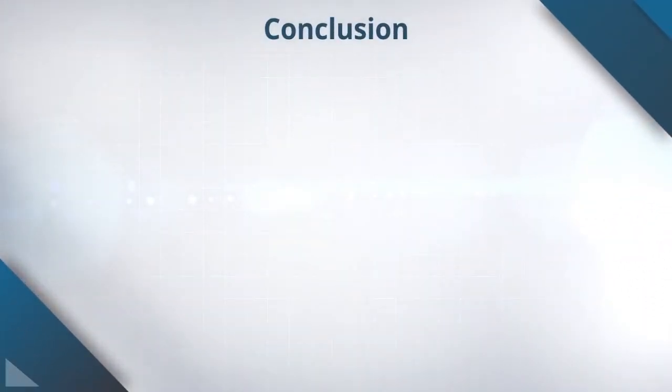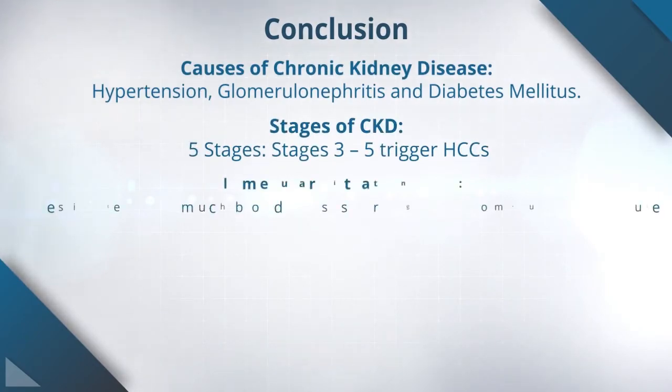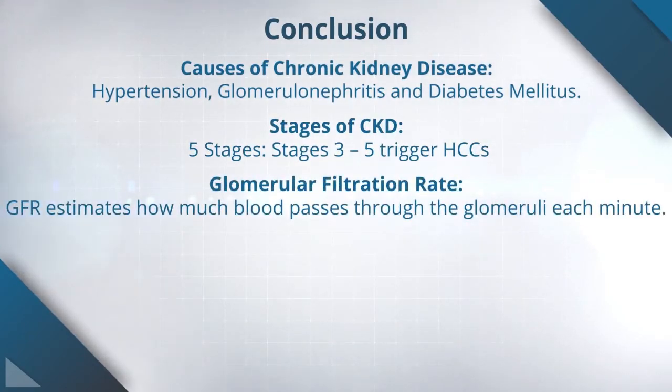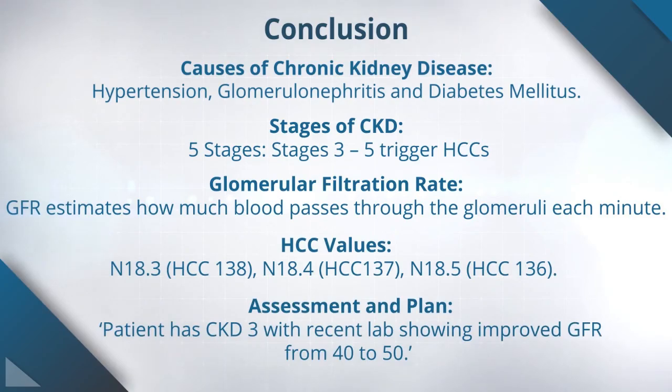We have reached the end of our refresher course on chronic kidney disease. We learned about the causes of the disease, introduced the various stages, and defined the glomerular filtration rate. We also identified the HCCs attributed to CKD and reviewed example documentation from a progress note.